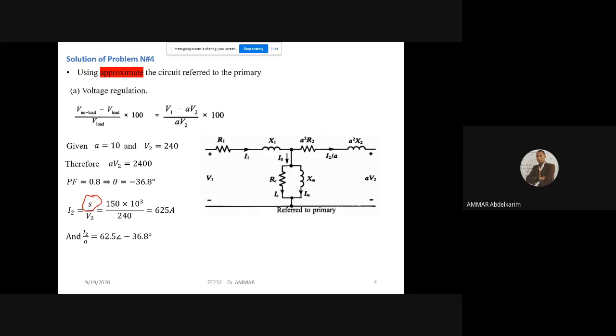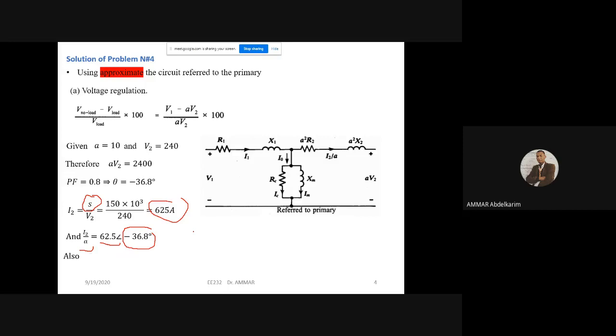Okay, so the secondary current equals what? Equals S over V2. S is 150 kVA, V2 is 240, so the current of the secondary is 625 amps. Now, if the current is referred to the primary, it will be divided by the turn ratio, and it becomes 62.5, and its phase is minus 36 because it's a lagging power factor.